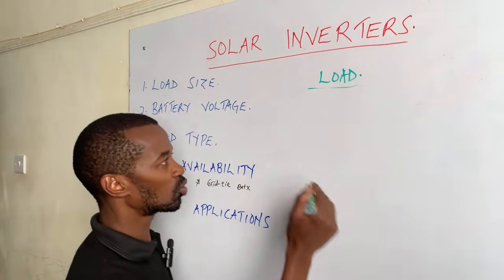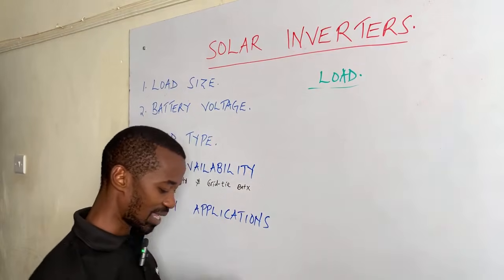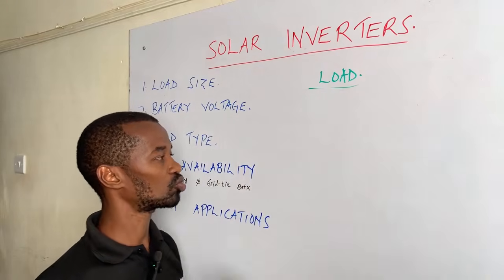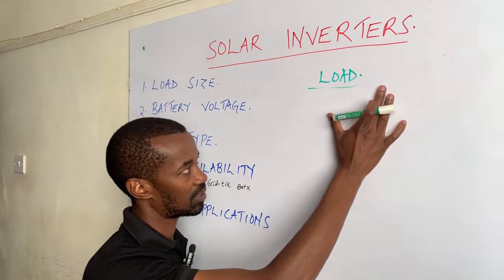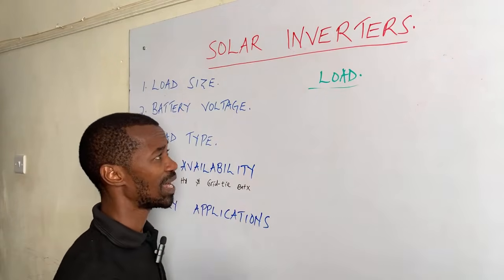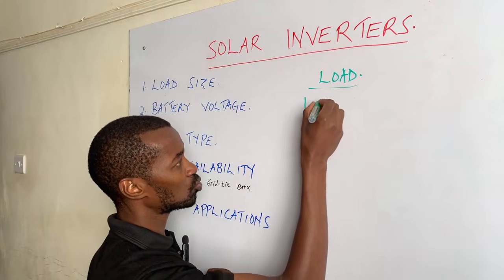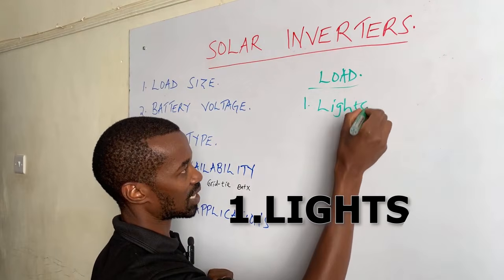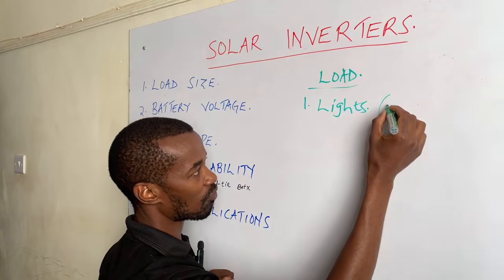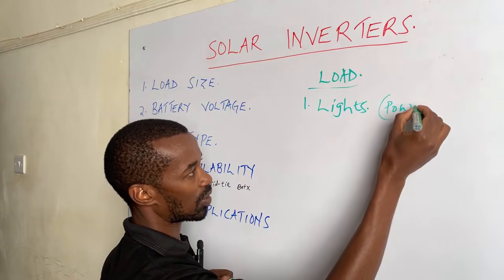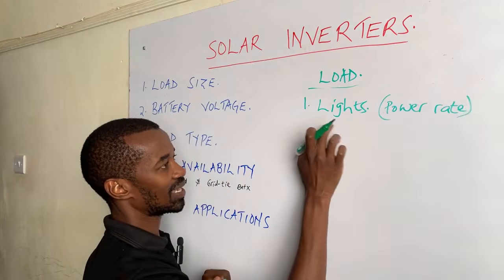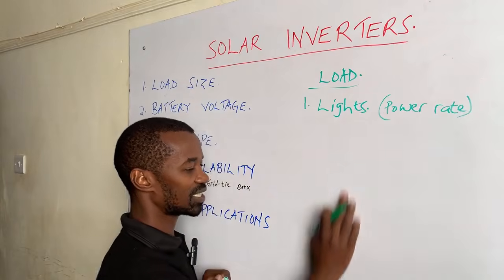It is important, of course, because you will want to know what appliances or system are required to supply power to this load. When we talk about the load, what are we referring to? Number one, we are referring to the lights, right? So we need to ask, how many lighting points are there, and what is the consumption in terms of wattage, or basically the power rate of the lights? We need to ask the customer what the power rates of the different lighting points are.